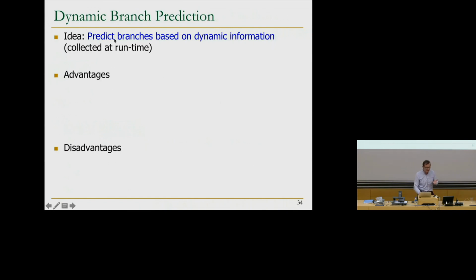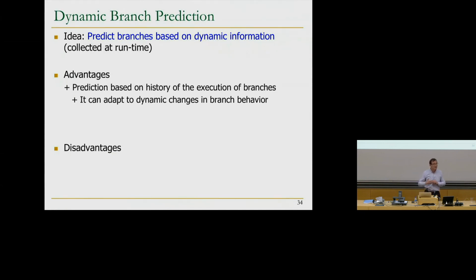So basically, the idea is very simple. Predict branches based on dynamic information collected at runtime. And the advantage now is you know the history of the branch. You can guess better, and we will see how to guess better progressively. You can adapt to the dynamic changes in the branch behavior. You can recognize patterns, taken, taken, not taken, also. Taken, taken, not taken, taken, taken, not taken. And you can increase that.